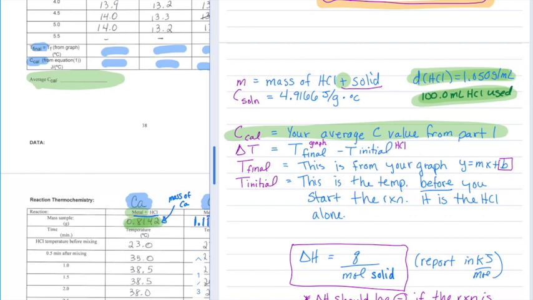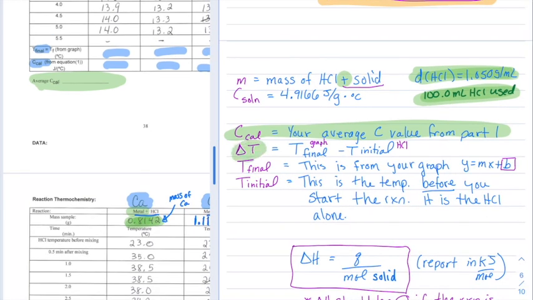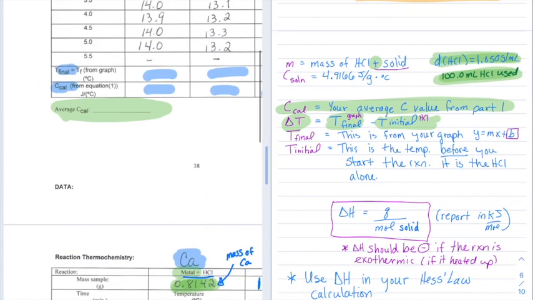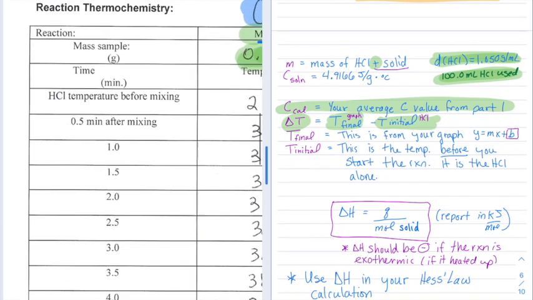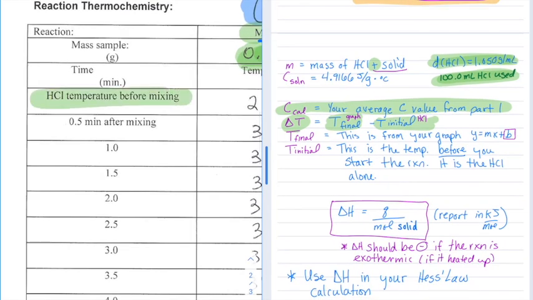All right, so now delta T, our change in temperature. What we want you to do is take T final from your graph and subtract T initial, which is the initial temperature of the HCl. So T initial is going to be this HCl temperature before mixing. This is T initial right here.